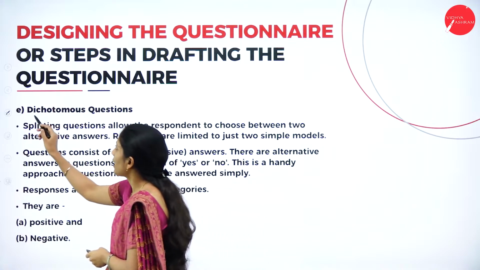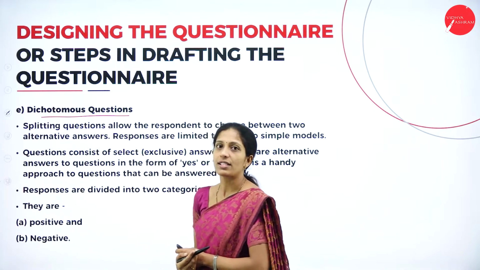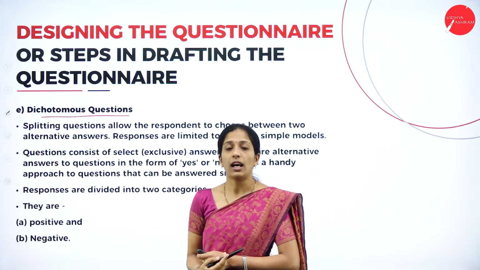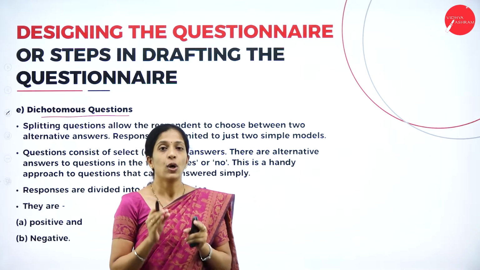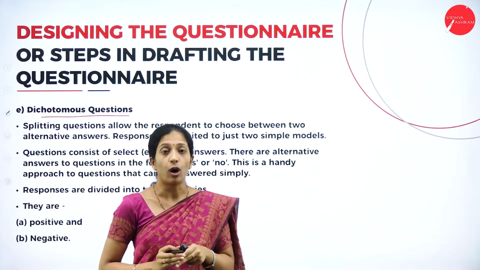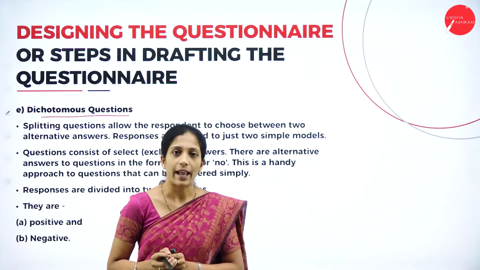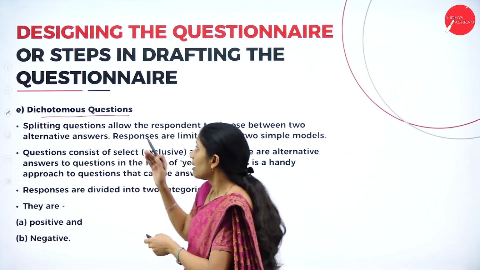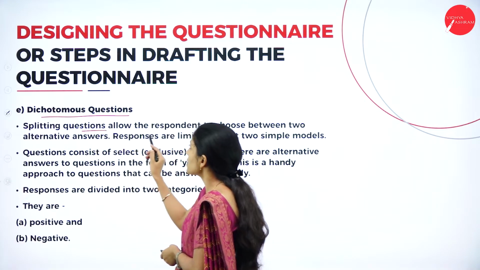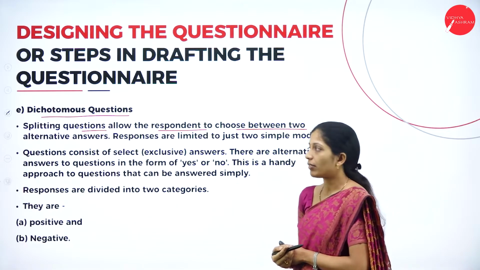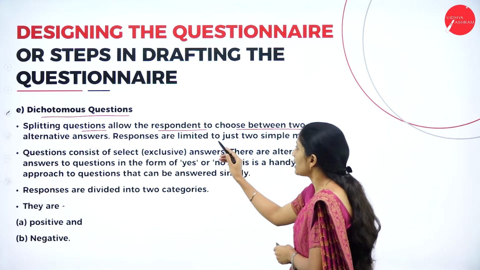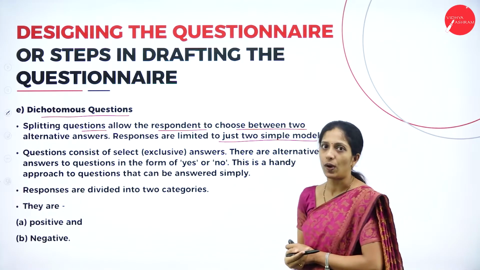Next one is the dichotomous question. Now, what is this dichotomous question? Here, the researcher will have an option to a particular question where he has to select only one option. That is known as a dichotomous question. So, splitting questions allow the respondent to choose between 2 alternative answers. Responses are limited to just 2 simple words.